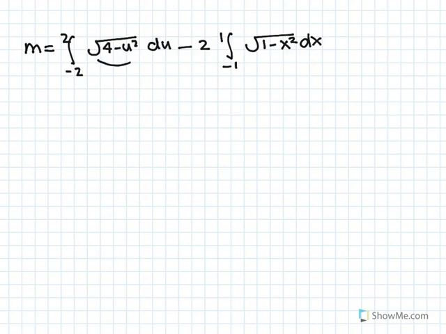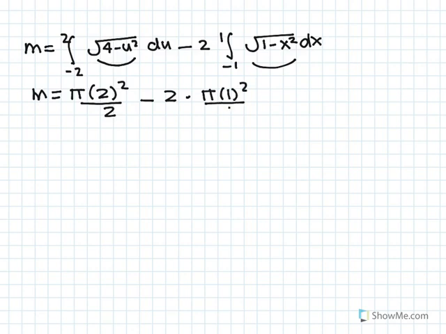The first integrand, root of 4 minus u squared, represents a semicircle of radius 2. So the definite integral represents the area of a semicircle of radius 2. So the mass is equal to pi times 2 squared, radius squared, divided by 2, minus 2 times, and the second integral represents the area of a semicircle of radius 1. So that's going to be pi times radius squared, divided by 2.